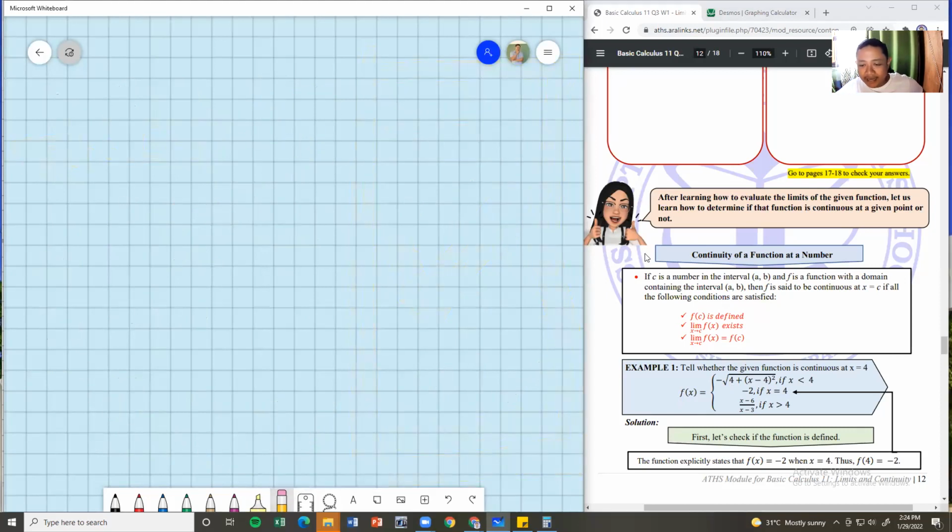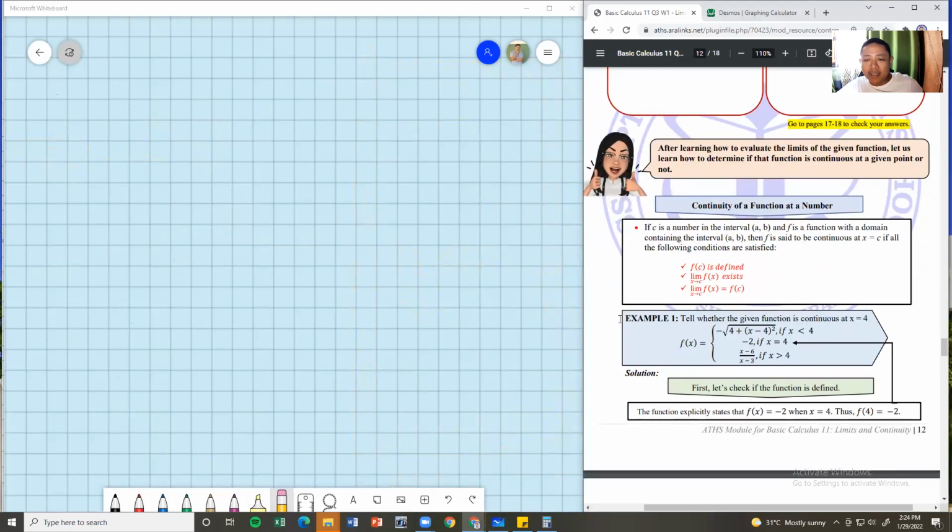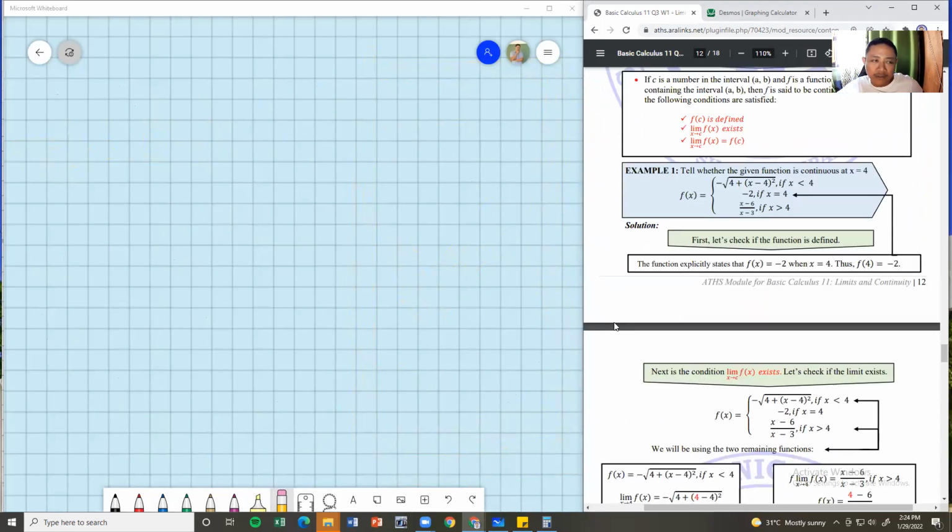Okay? Relax. Relax. In here, it says, meron na tayong condition na ginagawa. Tell whether the given function is continuous at x is equal to 4. So meron tayong given na pinagbabasihan. And then we have this. This is in general mathematics. Are you still familiar with this given in general mathematics?